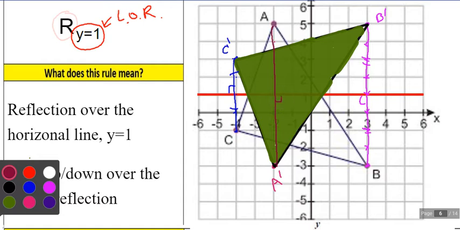Also, we can notice the distance from the red line to A and from the red line to A prime are the same. And that's how you can really map a reflection.